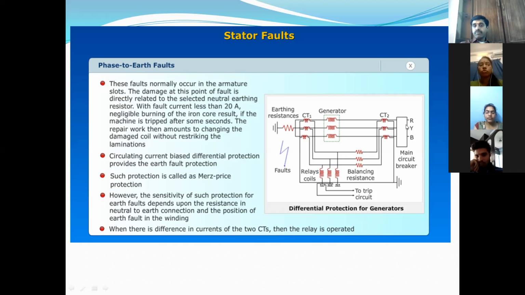So here you can see a differential protection scheme with the CTs on both sides, and here you can see the relay coils and a balancing resistance, for CT mismatch errors and other CT ratio errors. For those things, we need percentage differential protection. But to connect these relays exactly at the midpoint of the pilot wires, we need balancing resistance. Balancing resistance must be there. This is the main circuit breaker to disconnect the generator.